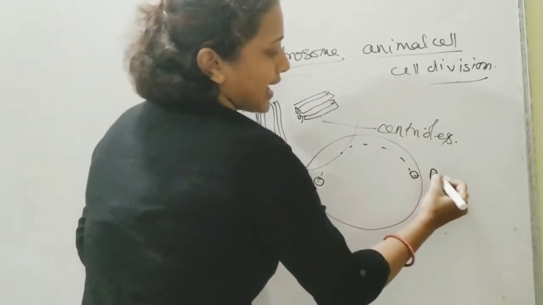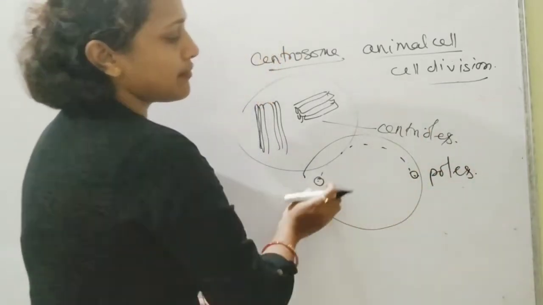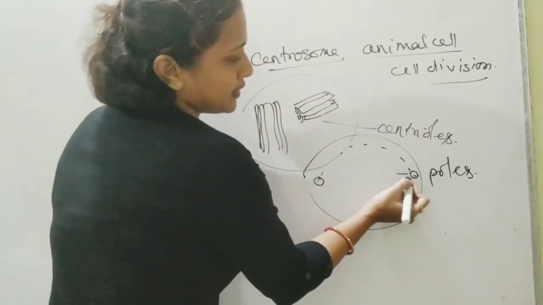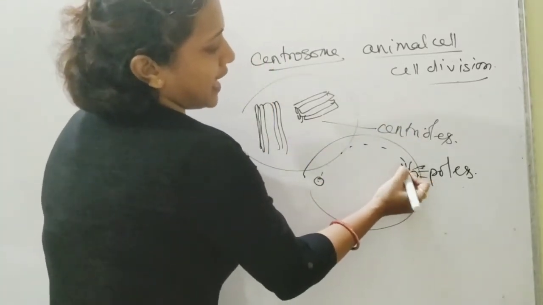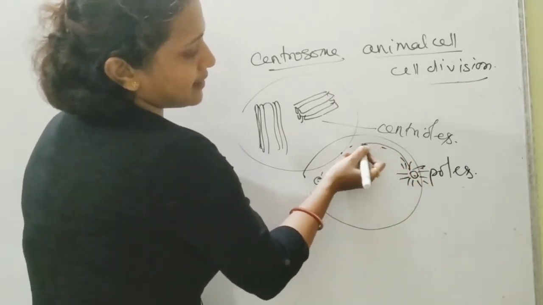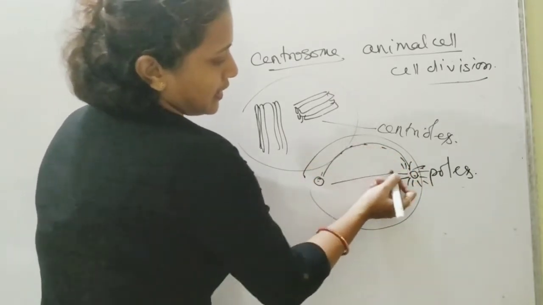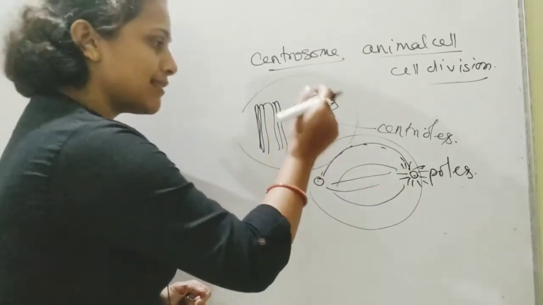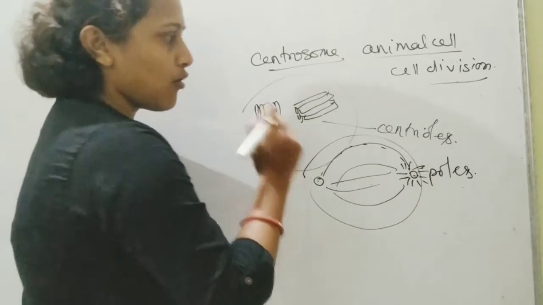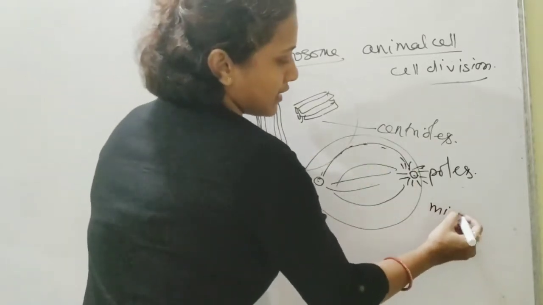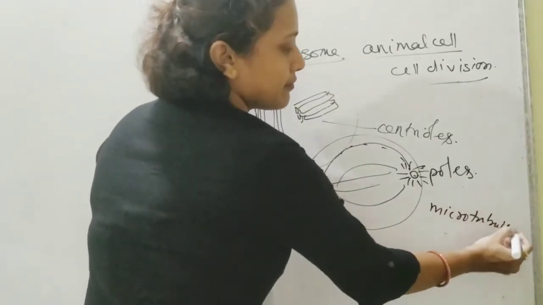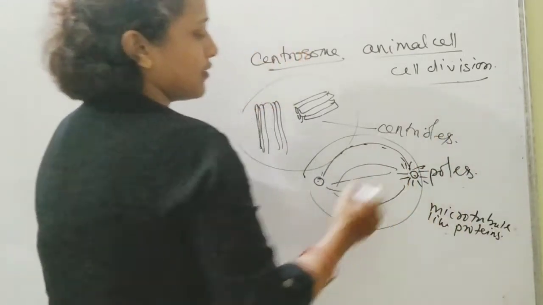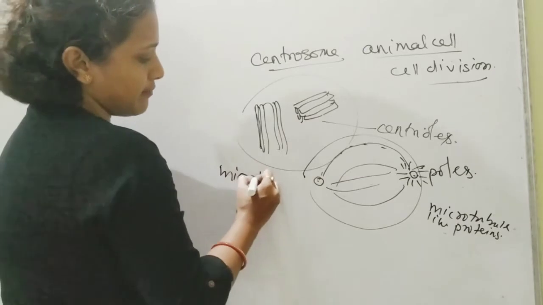These regions are called the poles of the cell. From one pole to another, the centrioles migrate, and over there they start producing aster rays, and from these aster rays the spindle fibers come out. These spindle fibers are again made up of microtubules, that is, microtubule-like proteins. We also use the name microtubulin.